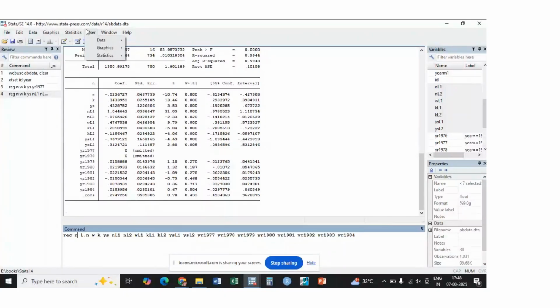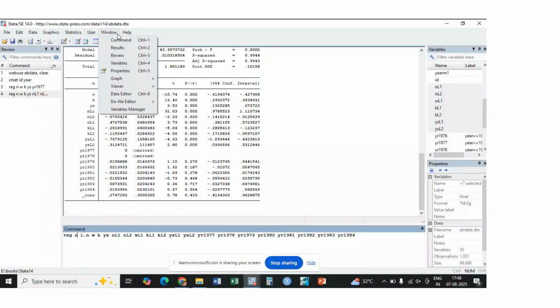What is L dot N? L dot N will give you the lag value of any variable. D dot N, first difference. D dot N gives you the first difference. L2 dot N, second lag. D2, second difference. Okay, we're going to run this regression.